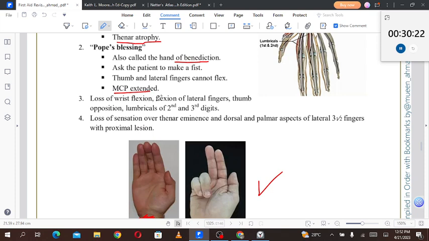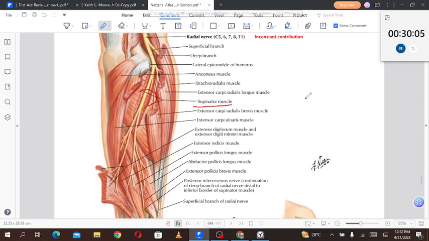Loss of wrist flexion and flexion of the lateral fingers and thumb. Opposition and the lumbricals of the second and third digit are lost. Loss of sensation of the thenar eminence and the dorsal and palmar aspect of the lateral 3.5 fingers with a proximal lesion. So here you can see in this picture.